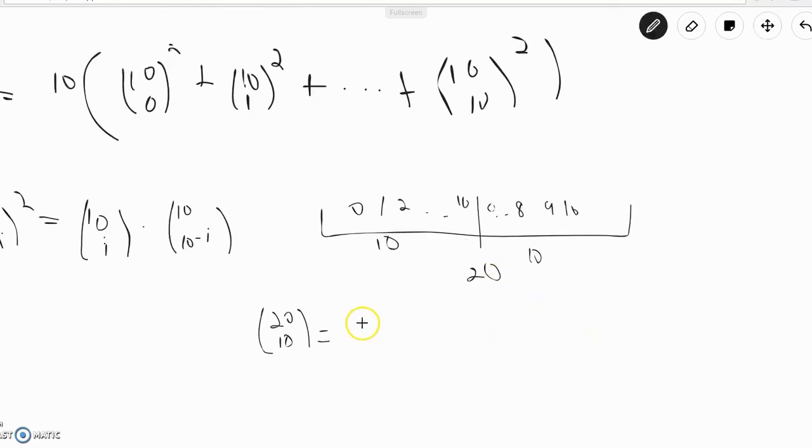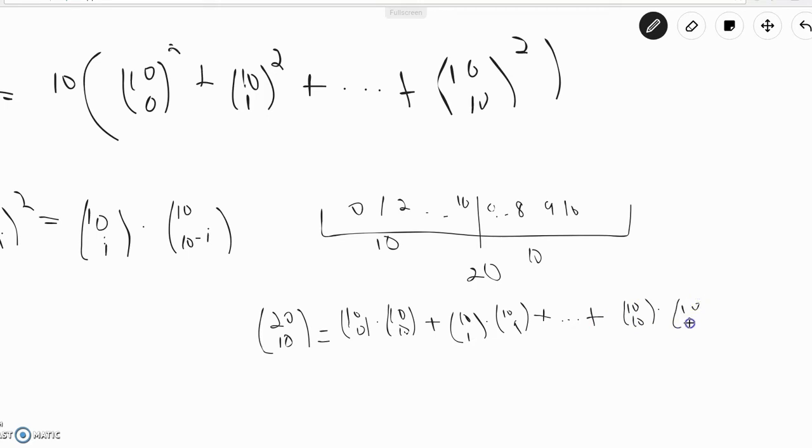So that's just equal to 10 choose 0 times 10 choose 10, plus 10 choose 1 times 10 choose 9, plus all the way until 10 choose 10 times 10 choose 0.